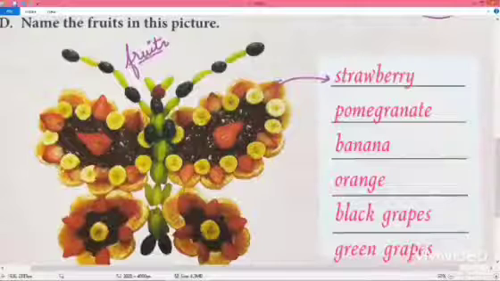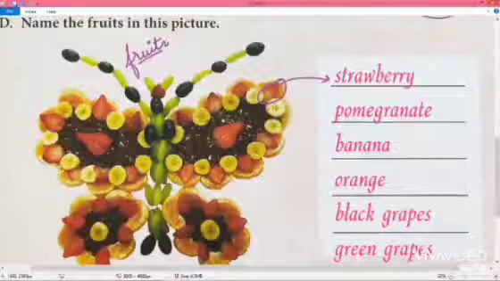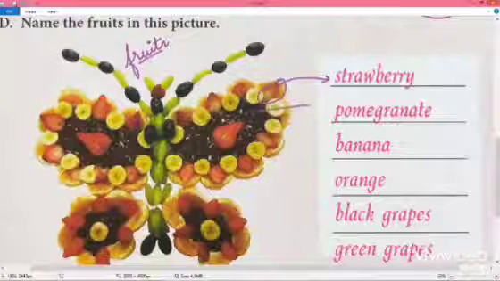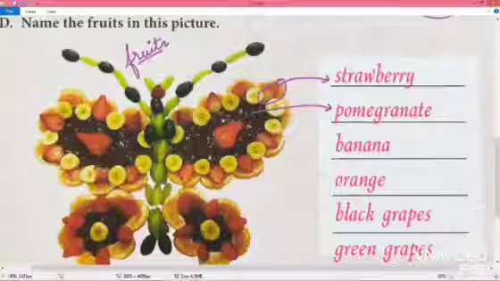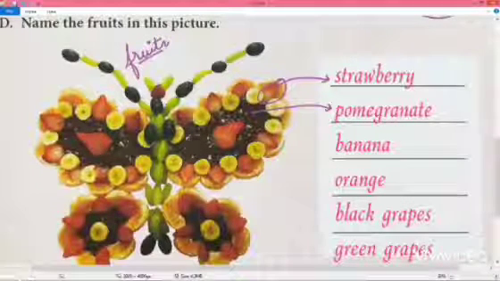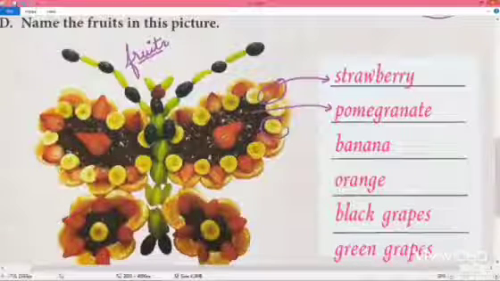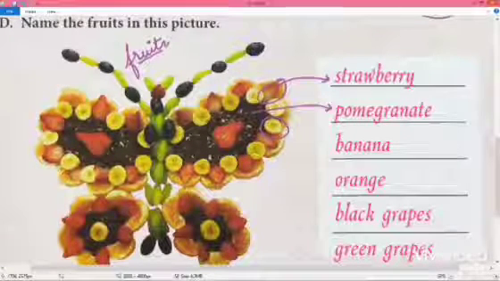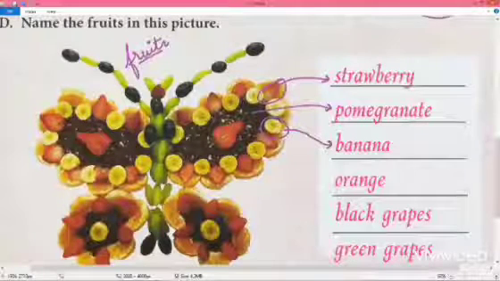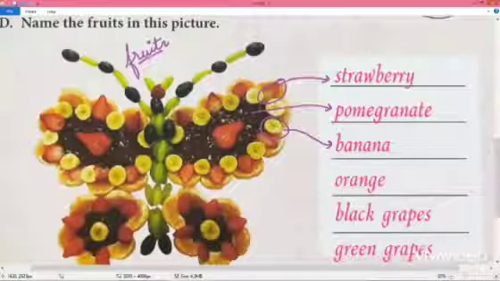Here the pink one is the strawberry. Then number 2 which I can see is pomegranate. These small seeds, small fruits you can see here. This is the pomegranate. Then next here in this fruit salad is a banana. We just cut it in small pieces, so the shape is looking different, but it's a banana.